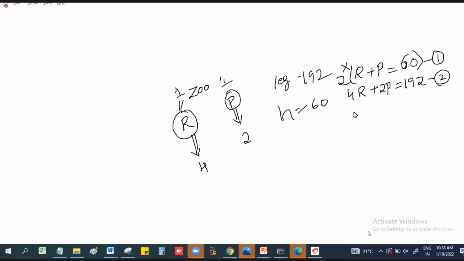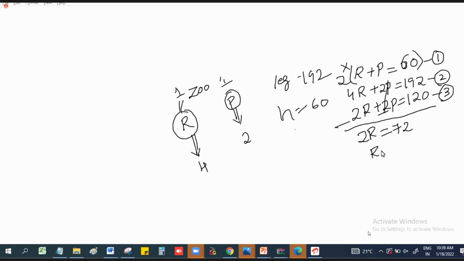Then your equation will become 2R plus 2P equals 120. So it becomes the third equation. Now what am I supposed to do? Come on, you have to tell me, then only I'll write here, because I am here to guide you how to solve. Subtract it. That's what I'm interested in. If I subtract, I'll get 2R, and the 2P will get cancelled, equals 72.